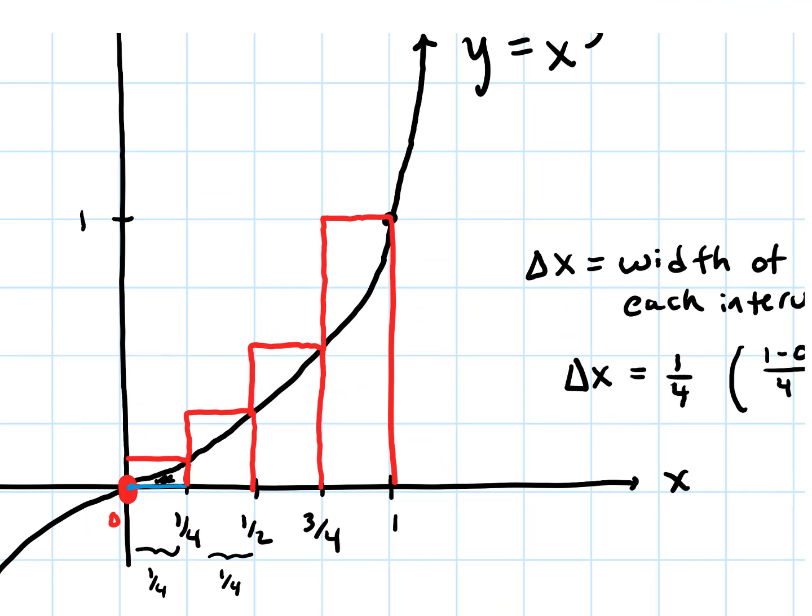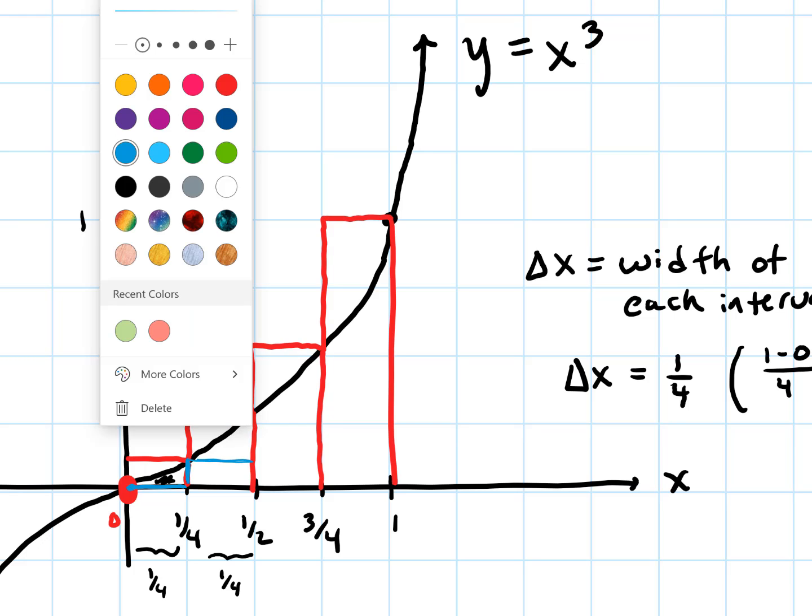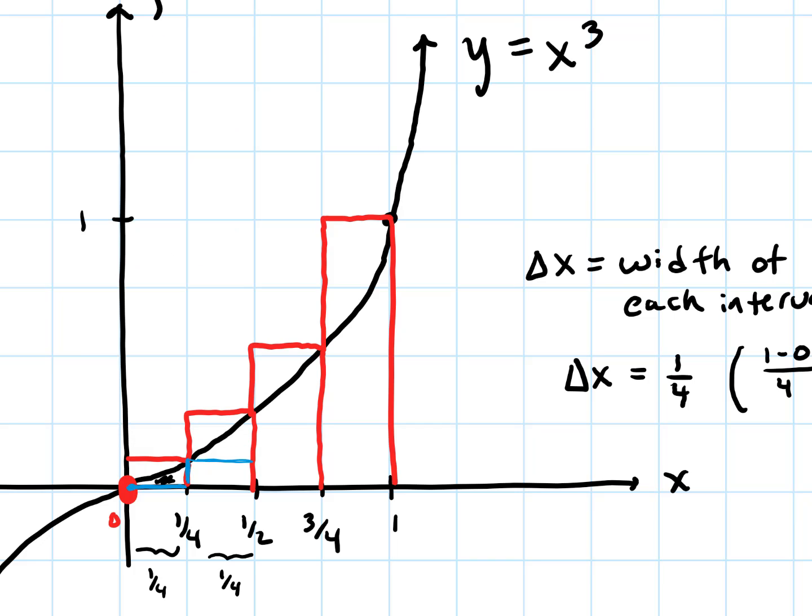And I'm going to zoom back out so we can draw the rest of them. Now on the next interval from 1/4 to 1/2, I use 1/4 to give me my height, and then I draw the rectangle across. Let's make that a little bit thicker here so we can see these.